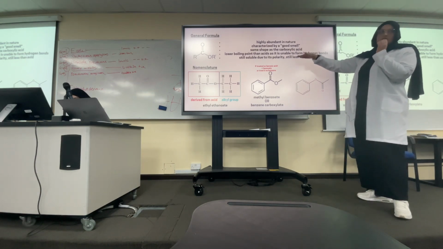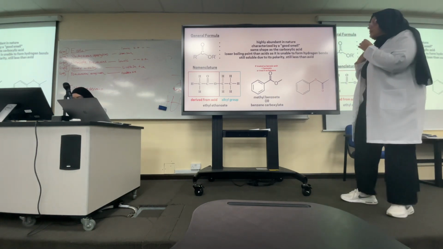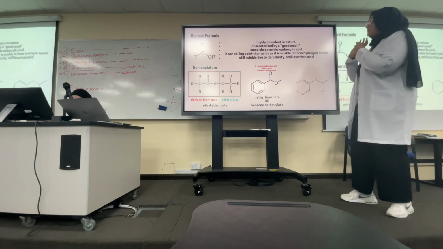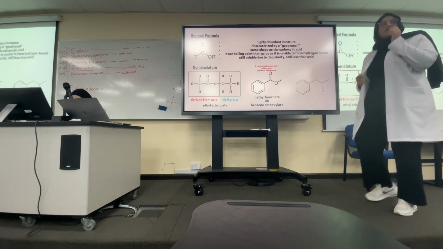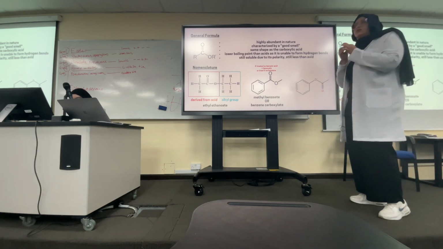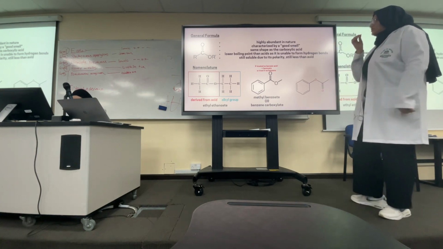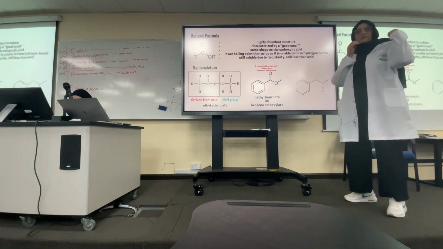Okay, they can ask you about these things. Okay, so they're highly abundant in nature. They're characterized by a good smell. Same shape, it's trigonal planar, 120 degrees. It has a lower boiling point than acids. Why? No hydrogen bonds here. It only has dipole-dipole interactions. Okay, but it's still soluble because of the polarity. Okay, but it's usually less than my carboxylic acid.